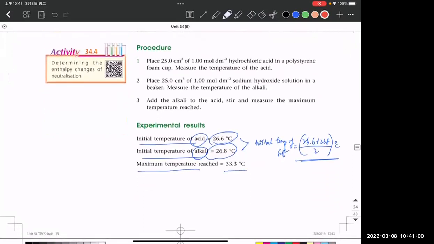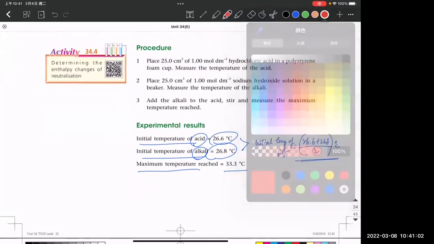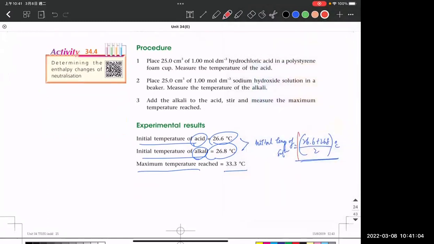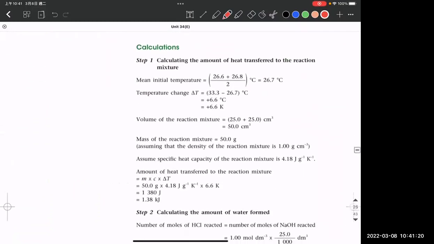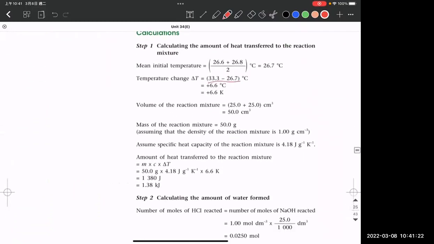So by counting the difference, this one is T initial, while this one is T final. Delta T is just T final minus T initial, and so you get the delta T. Can you get my point? So afterwards, this is the one.